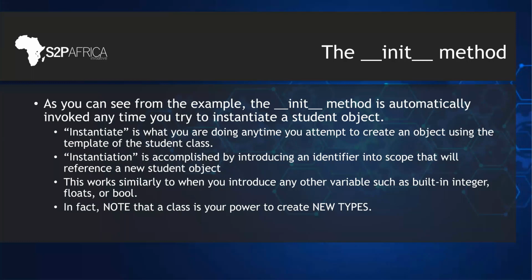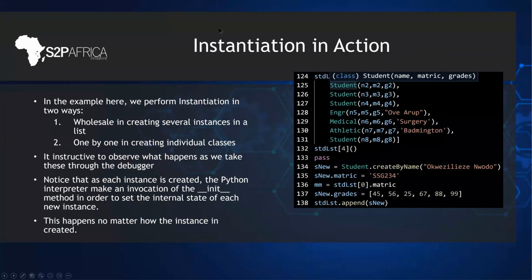Instantiation is accomplished by introducing an identifier into a scope that will reference a new student object. This works similarly to when you introduce any other variable such as built-in integers, floats, or bool. In fact, note that a class is your power to create new types. So the dunder init method is one method that you'll be knowing more about.